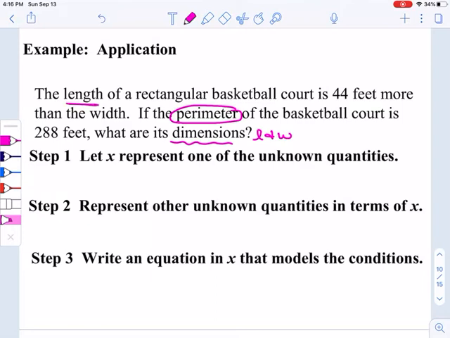Well, they give us information about the length. The length of a rectangular basketball court is 44 feet more than its width, but we don't know what the width is. So let's use X to represent our unknown, which is going to be the width. We are going to then be able to represent the length in regards to that width. It says that the length is 44 feet more than. Well, what does more than mean? More than means to add. The length is whatever the width is plus 44.